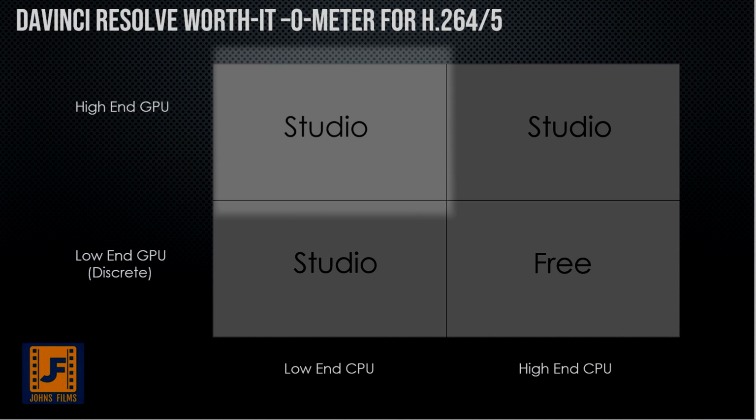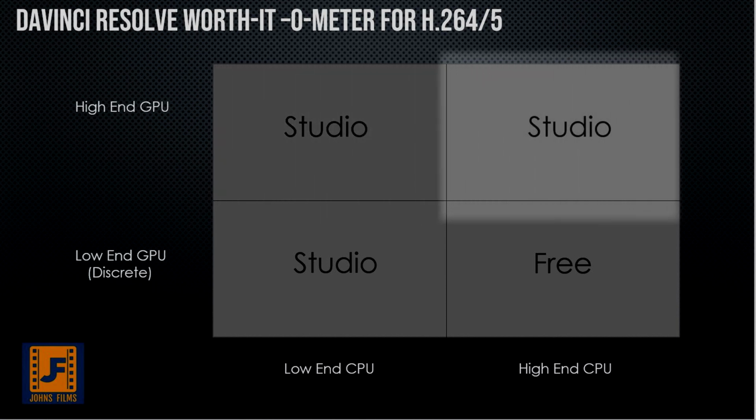Right here, you're using Studio. Should you upgrade to a high-end CPU? Not really. Not if you're using H.264 and H.265 exclusively. That'd be a waste of money for Resolve. You wouldn't really get anywhere. However, you may have other reasons to do it. And of course, the best case scenario is Studio on a high-end CPU and a high-end GPU. In that case, you get to leverage hardware encoding for H.264 and H.265, but you also get to build the effects and manage the noise reduction and all the other stuff that comes with Studio in the high-end GPU.